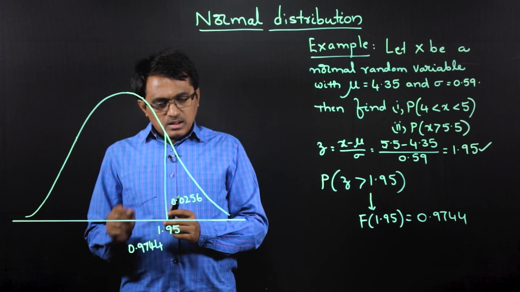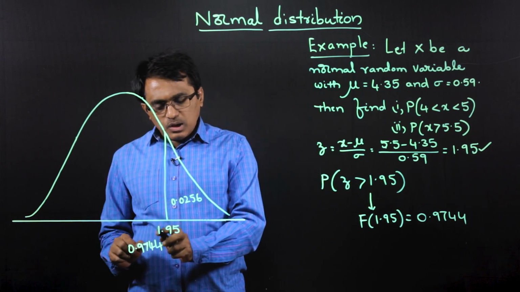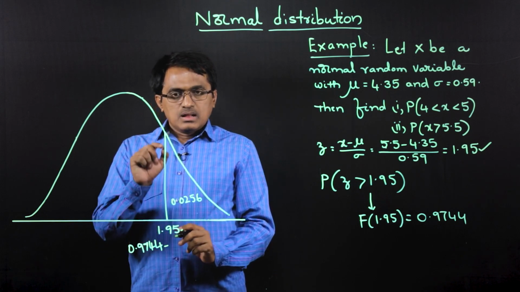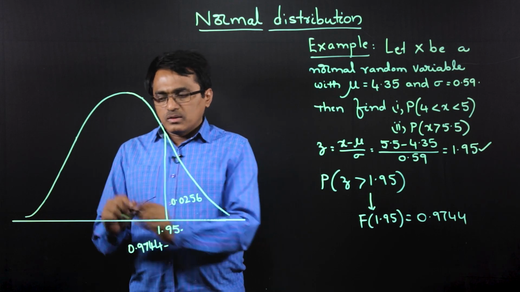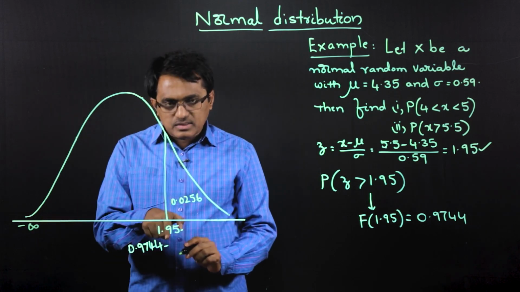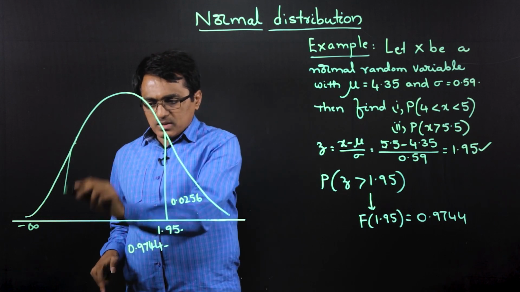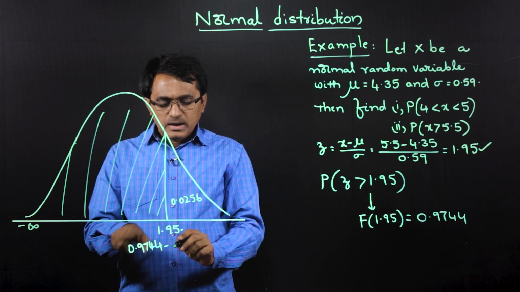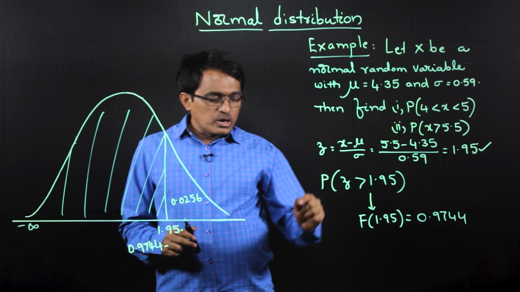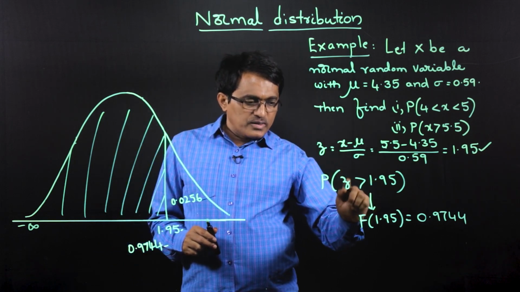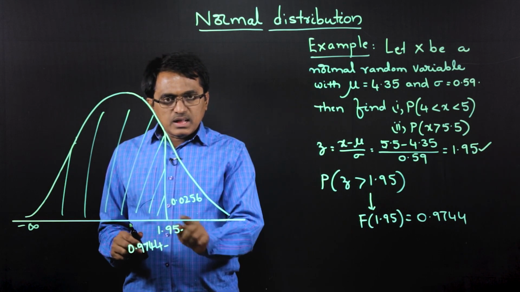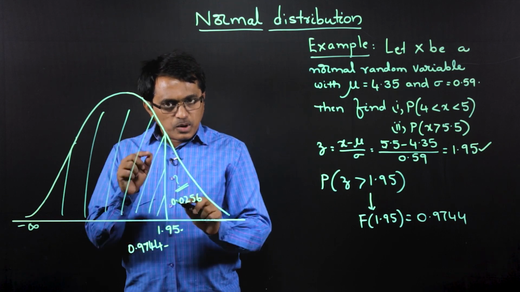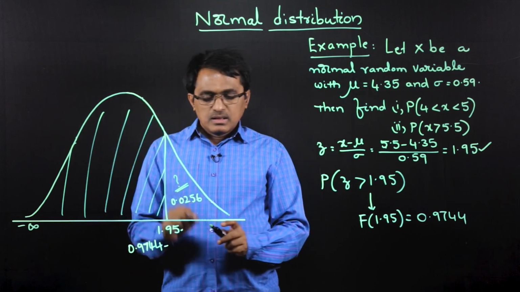So, how to find it? As discussed, the value corresponding to 1.95 is 0.9744, meaning the area under the normal curve from minus infinity to that z value, 1.95, is this one. This total probability or area under the normal curve is 0.9744. But here what we need to find is the probability where z is greater than 1.95, that is this value, this is the probability or area we need to find.